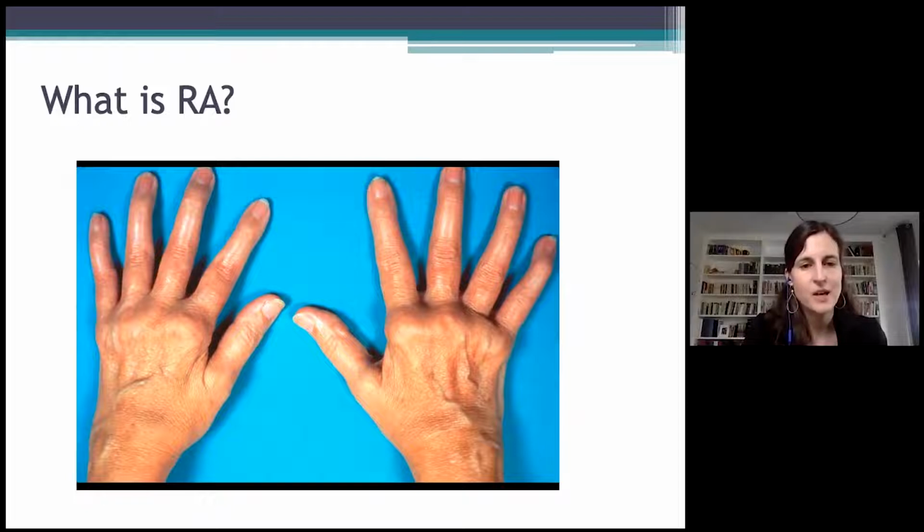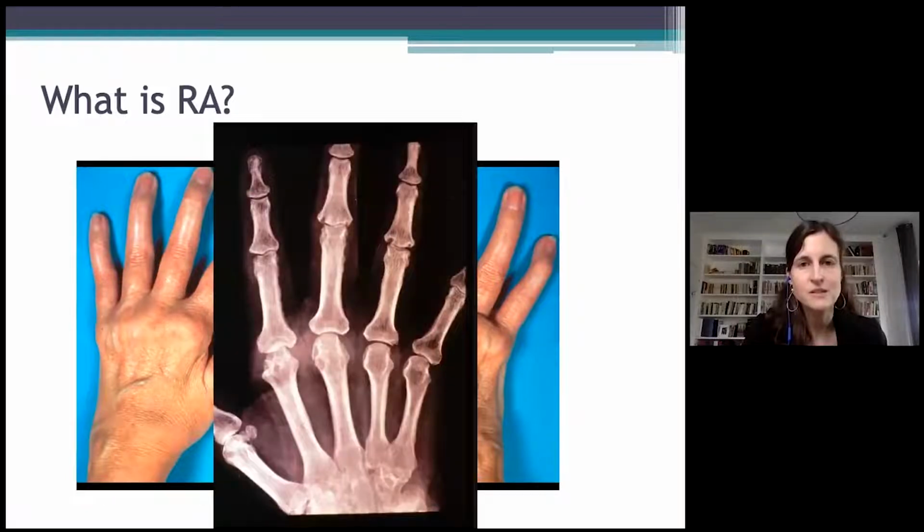And in somebody who's had long-standing rheumatoid arthritis, what we can see eventually is damage to the joints as well. So here you can see examples of erosions, which are sort of these bite marks taken out of the bones themselves. And as rheumatologists, we do not like to see these x-rays, and this is what we're trying to avoid with treatments.